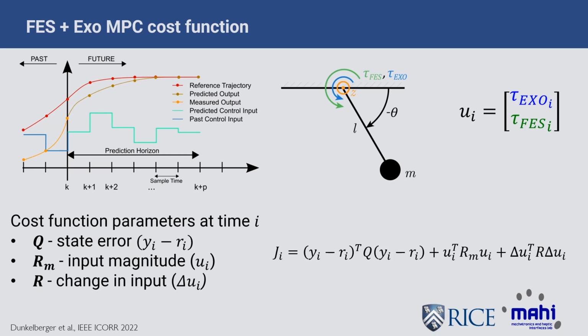We have control inputs of torque from the robot and torque from FES, and we can modify some parameters that we have control over to try to achieve our desired output. So we can look at how much we want to modify our state error, so that's just how far away we are from a trajectory, how much magnitude of input we want from the two different control systems, and how much we want to have those systems change over time. So what speed they're allowed to change at.